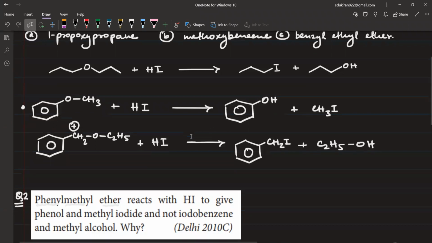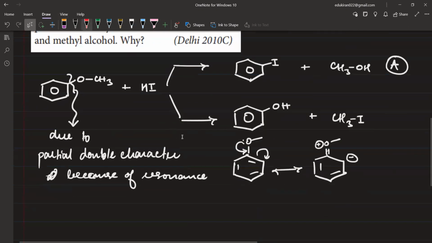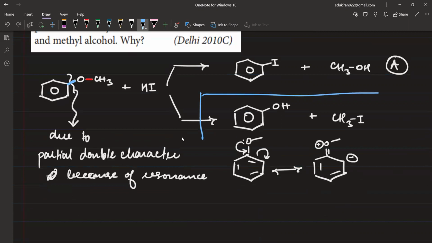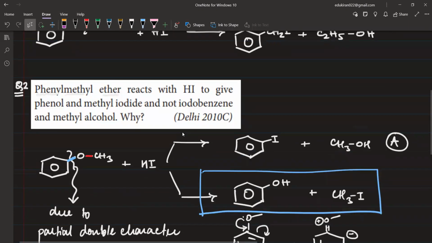The reason is that this CO bond is going to break, and not this CO bond. This means the CO bond has partial double bond character. That is why it does not break, and we get this product. Right? That's what they are saying. It reacts with HI to give phenol and methyl iodide, and this other product is not formed.